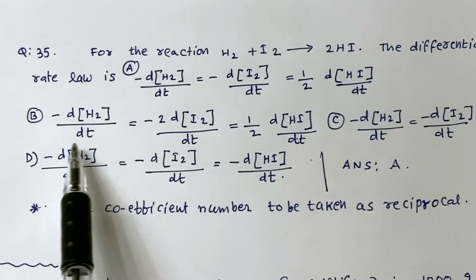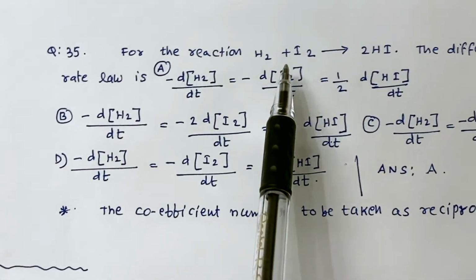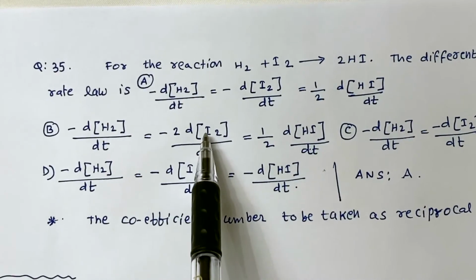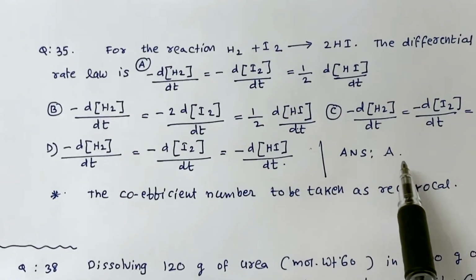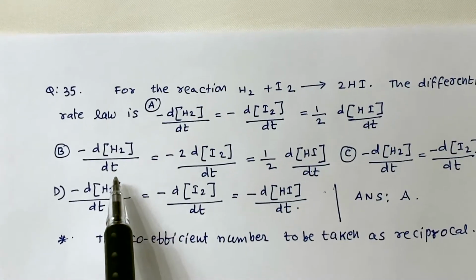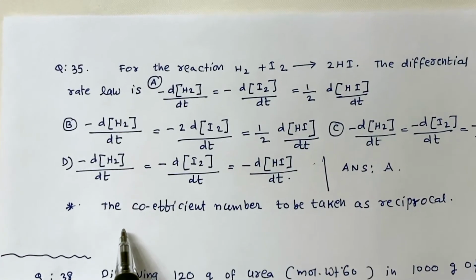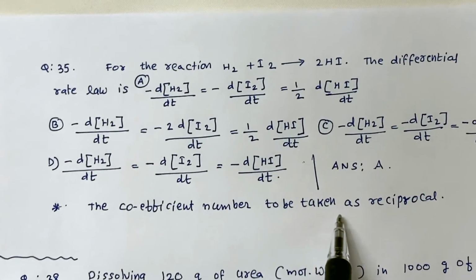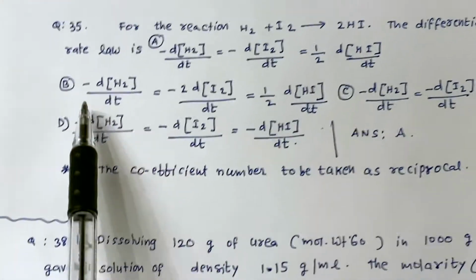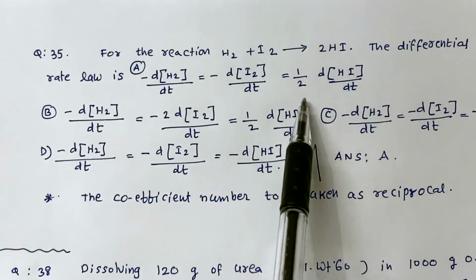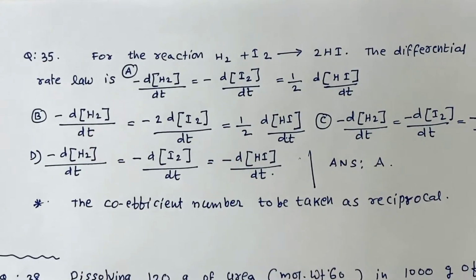Minus dH2 by dt is equal to 2 dI2, so this is wrong. So answer A is the correct answer. Here in answer A, the coefficient number is to be taken as a reciprocal. So in this, answer A is correct only. So answer A is correct.